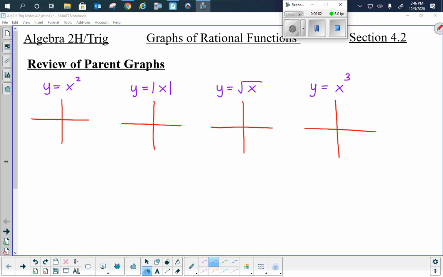In section 4.2, we're still looking at graphs of rational functions, but we're going to put everything together. Okay. Before we do so, let's review some parent graphs that we should know.